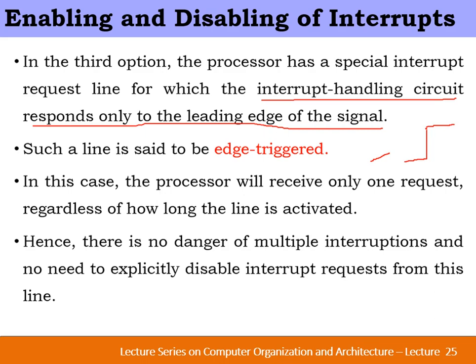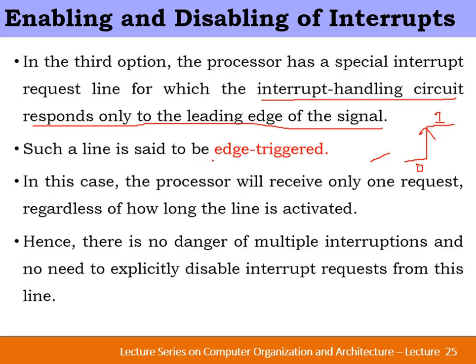So this we call a leading edge. Leading edge means the signal changing its value from 0 to 1. So whenever the hardware circuit, the interrupt handling circuit, recognizes the leading edge of the signal, it has accepted that particular interrupt request. That is, the interrupt request signal is accepted by the processor. So this 0 to 1 transition is called a leading edge.